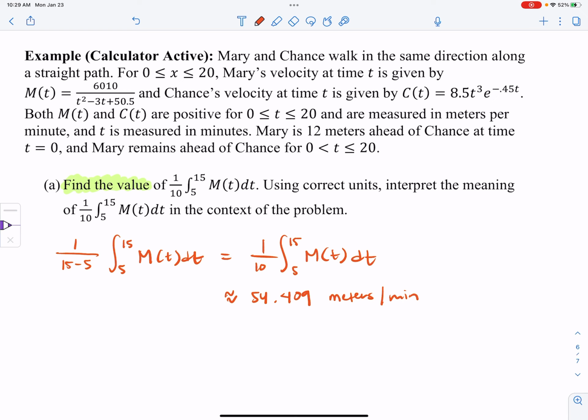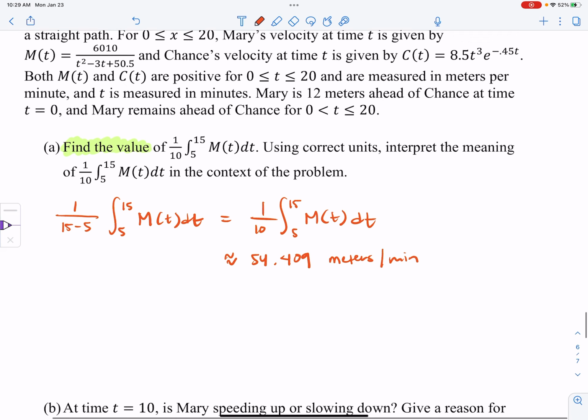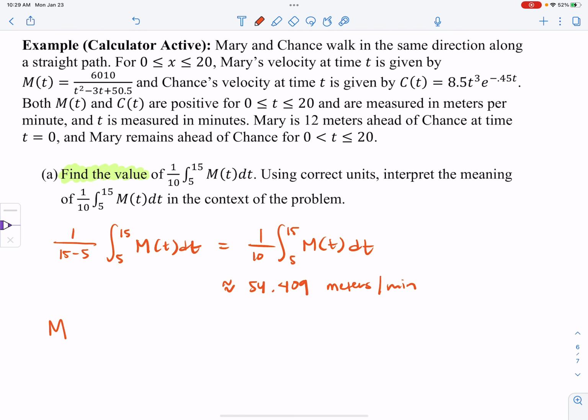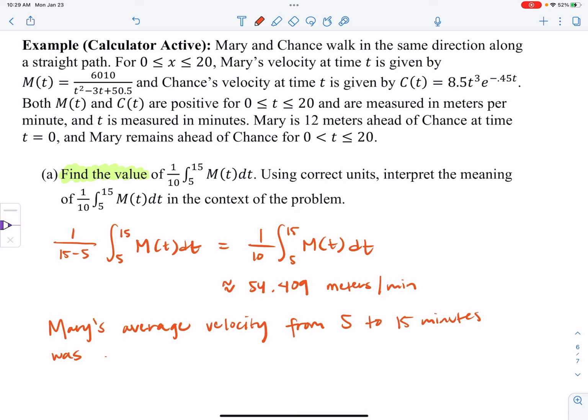So to interpret the meaning, we can say that Mary's average velocity from 5 to 15 minutes was approximately 54.409 meters per minute.